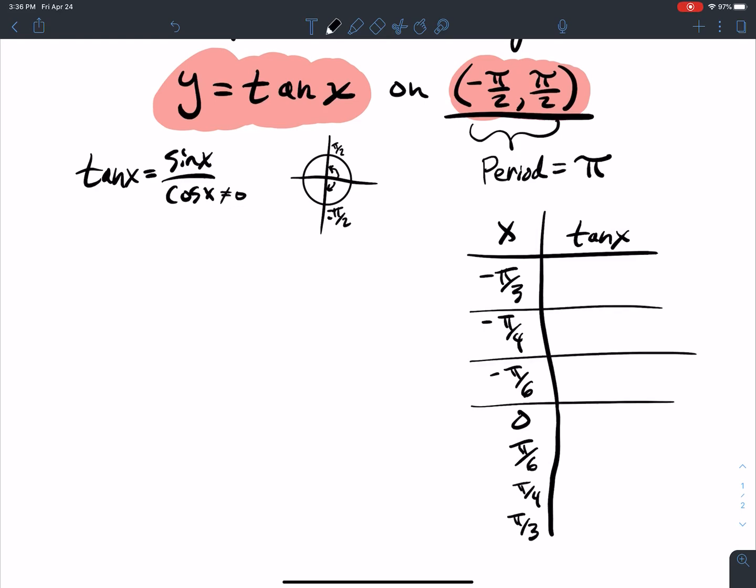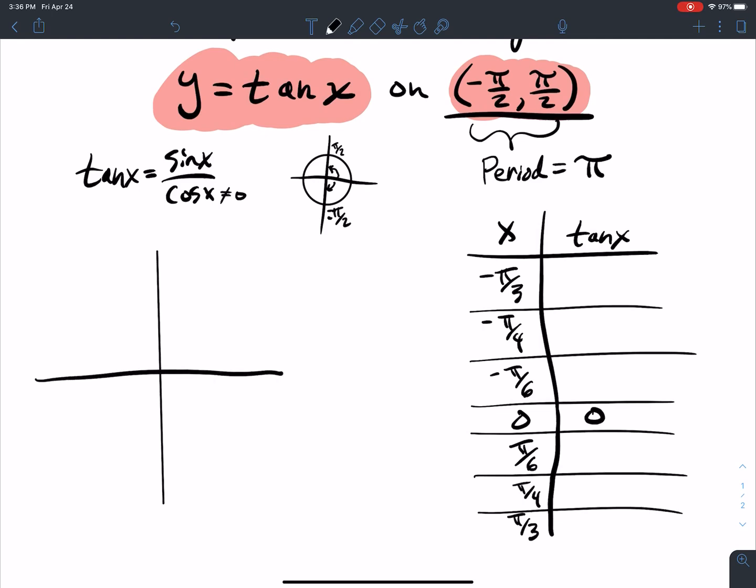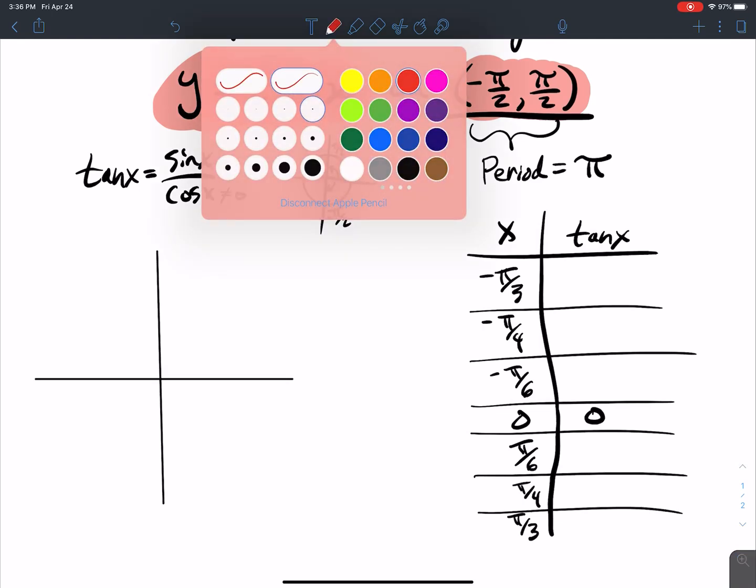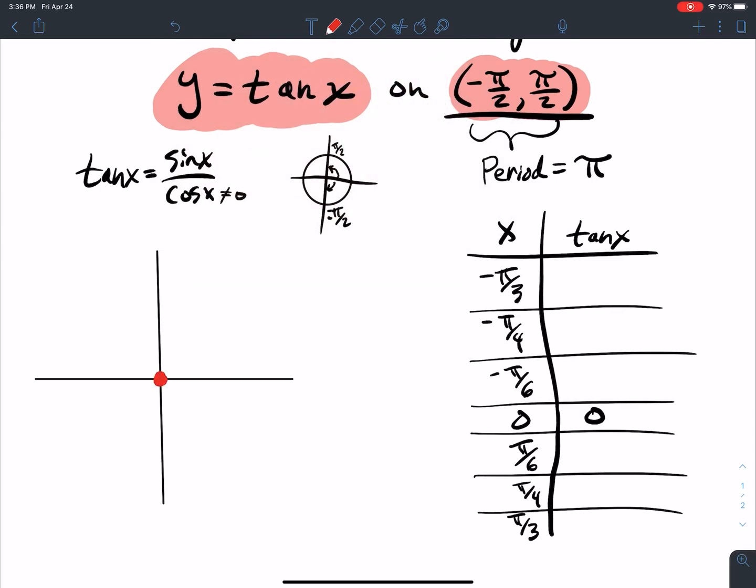So with these values, if I plug in, I'm going to have 0 at 0. So first point right there, that's 0 and 0. Tangent of pi over 6, well, let's think about that point right there. That's square root 3 over 2 comma 1/2. So that's 1 over the square root of 3, which is equal to square root 3 over 3. All right, so pi over 6. So we're up to this point right here.